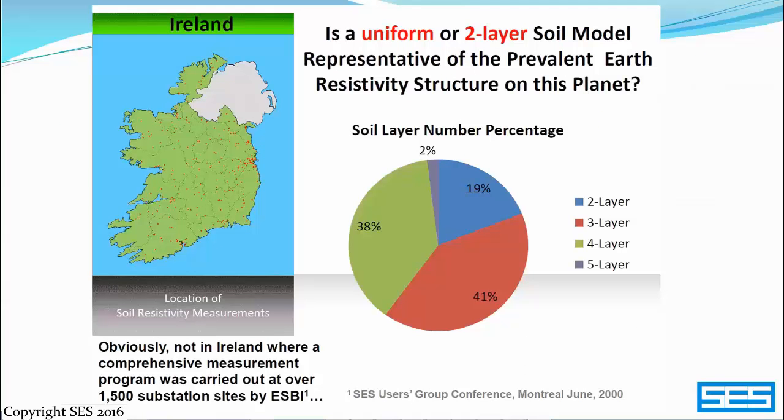One last very important aspect of soil modeling is that it's absolutely essential to have true multi-layer calculation capability, because uniform or 2-layer soil models are rare or inexistent. Here are some results from a soil measurement survey done in Ireland, where basically 81% of measurements yielded 3 or more layers, and none were found to be of uniform resistivity.